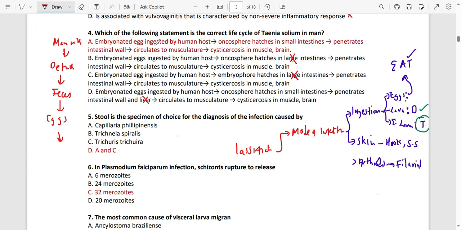So please take note that when these guys reach like the large intestines, they can undergo external autoinfection. But the actual hatching of the oncosphere is happening in the small intestine. So A is correct. And number 5: which is the specimen of choice for the diagnosis of infection caused by Capillaria philippinensis, Trichuris trichiura, and Trichinella spiralis? So here you can see the answer there. Anyone that knows how Trichinella spiralis is diagnosed?